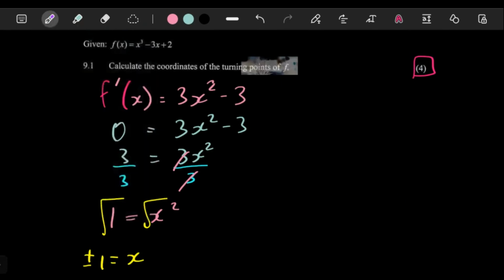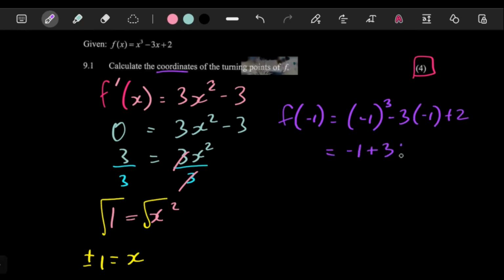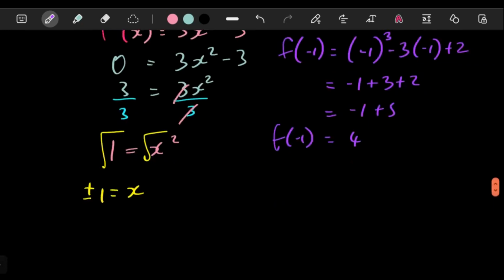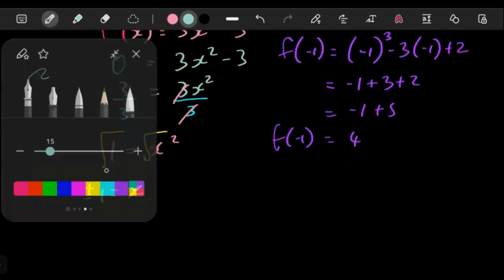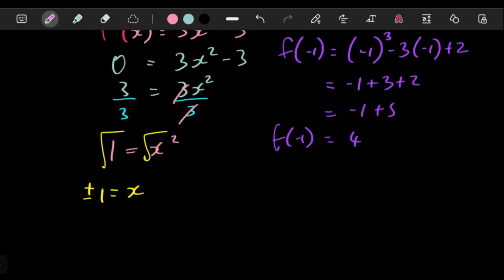So since they want the coordinates, you have to get the y values also. So you see here, negative 1 cubed, minus 3 times negative 1, plus 2. Then this is like what? Negative 1 plus 3 plus 2. It's like negative 1 plus 5, right? Which is a 4. There we go. And then the other one here, this is actually a coordinate, so you can say negative 1 and 4.